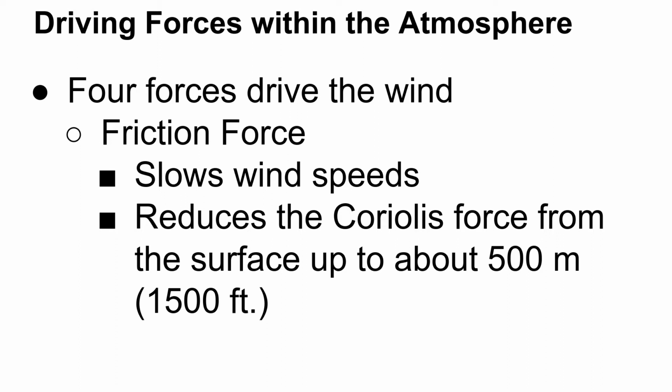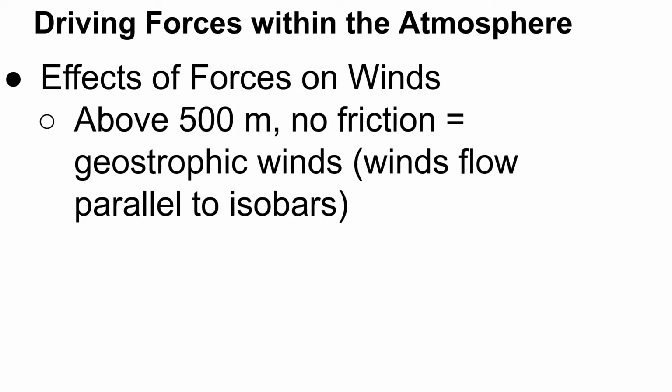At the surface, air flows out at a 45-degree angle to the pressure gradient force. But once you're above 1,500 feet, 500 meters, the two forces acting on wind are pressure gradient and Coriolis, so the air flows perpendicular to the pressure gradient force. Above 500 meters, no friction. The winds there we call geostrophic.